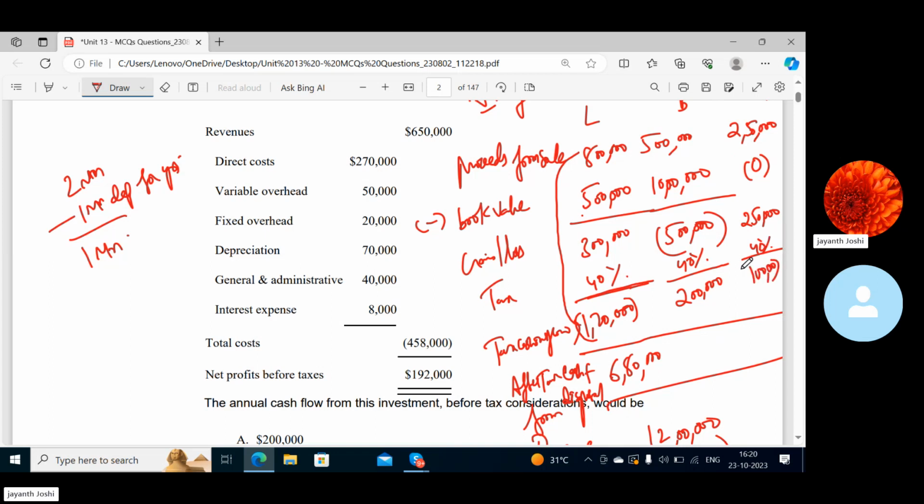This also will be an outflow. So 5 lakhs plus 2 lakhs is 7 lakhs. 250 minus 1 is 150, right? Yes. Just make a note of this. It's a very big question.